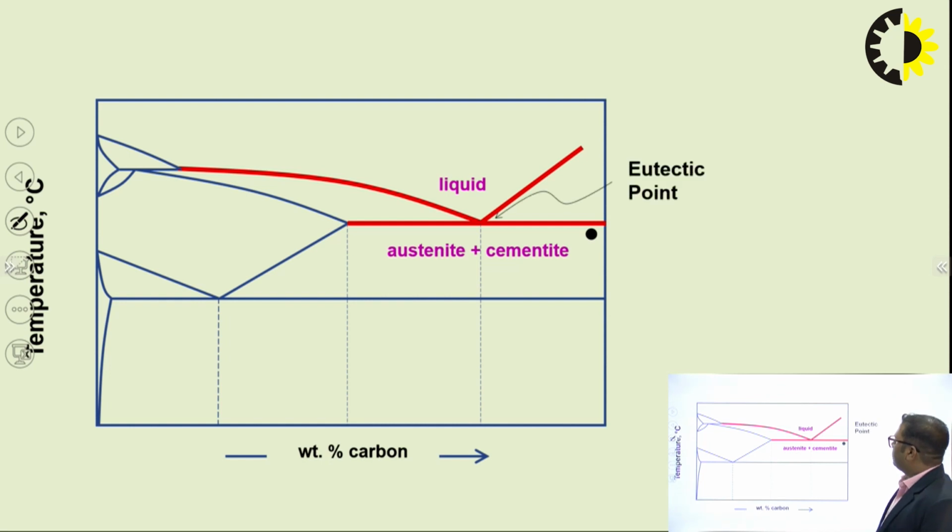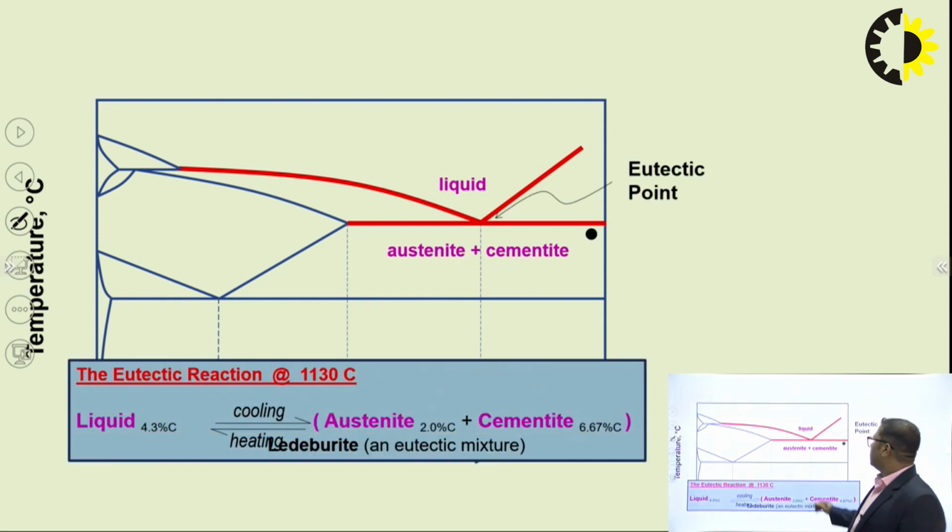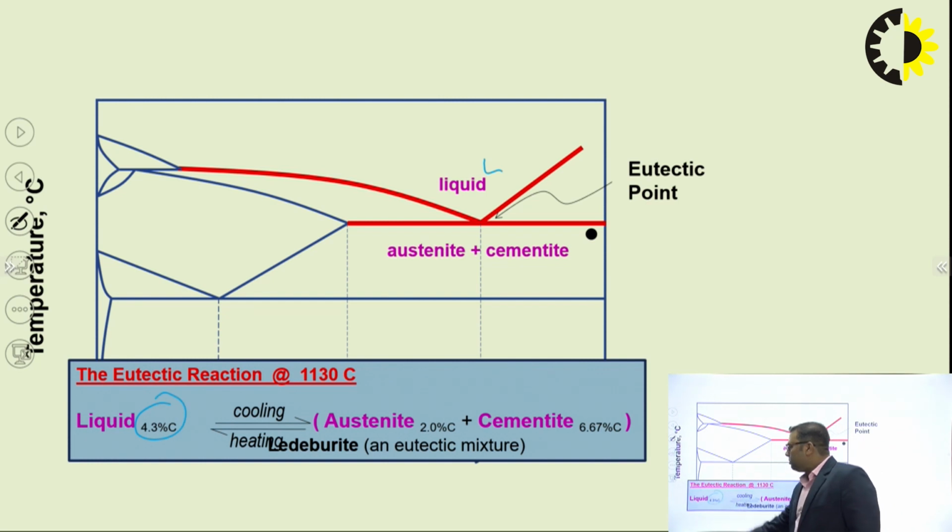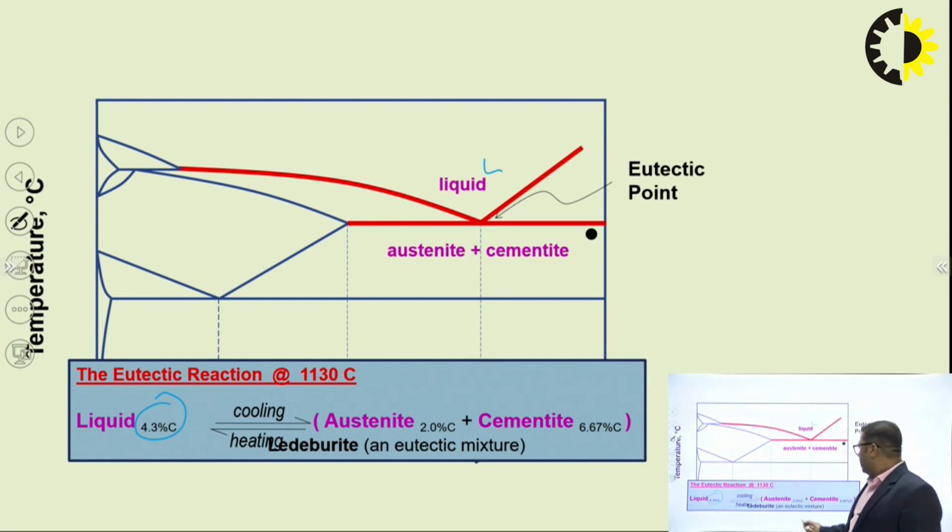Then the second is the eutectic reaction. In the eutectic reaction, liquid converts into ledeburite, austenite plus cementite, and this reaction occurs at around 1130 degrees centigrade, and the carbon percentage for liquid to convert into austenite plus cementite is around 4.3% on cooling. In the ledeburite mixture, austenite's maximum dissolvability of carbon is 2%, and cementite's maximum carbon is around 6.67%.